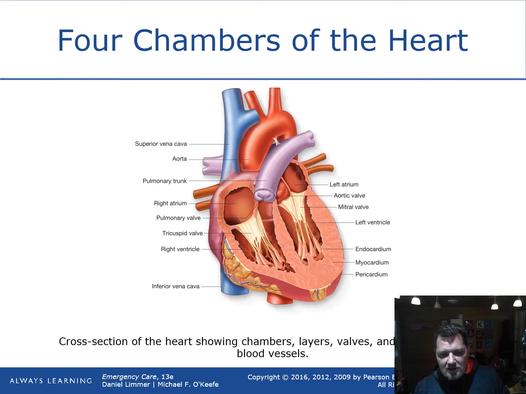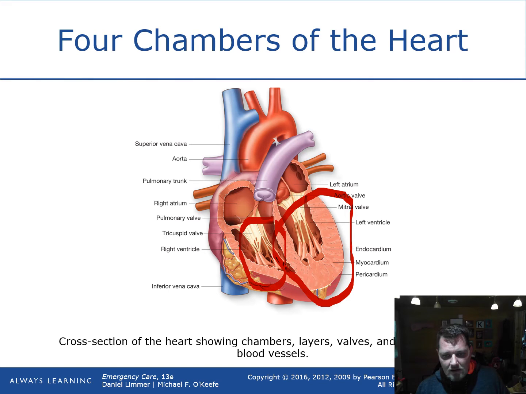So the four chambers of the heart. Okay, so we've got the left ventricle right here, the right ventricle, the right atrium, and the left atrium. Okay, so blood flow through this comes from here and here, and it goes right into here. Okay, and then it goes down into here, and then it goes right here.